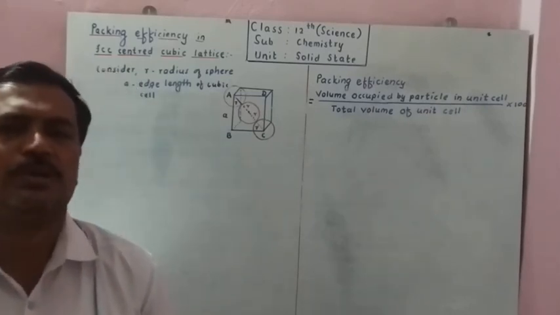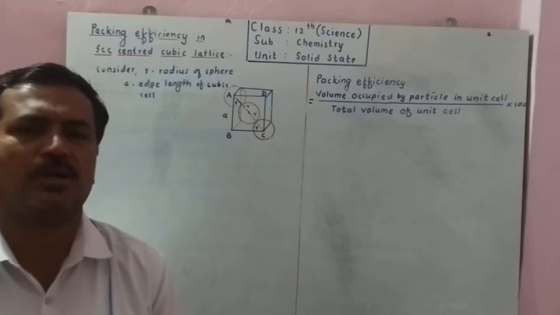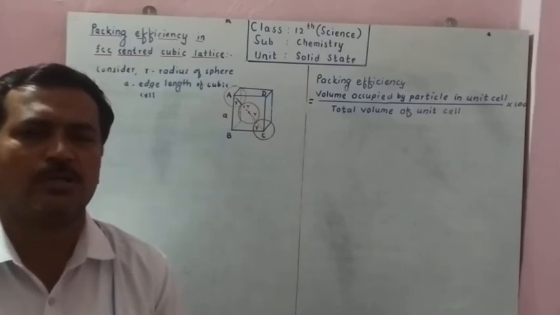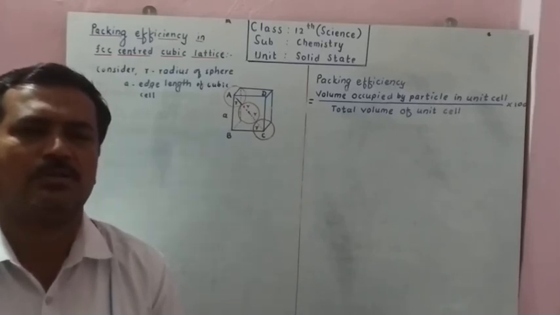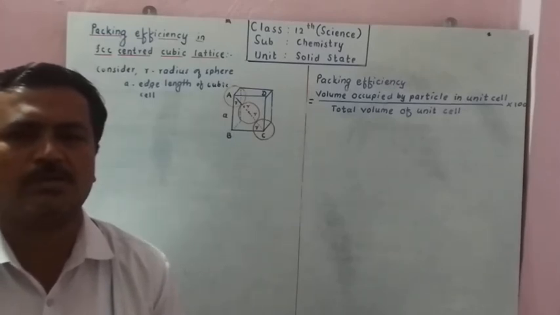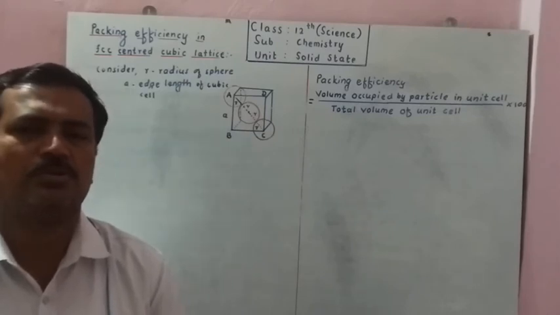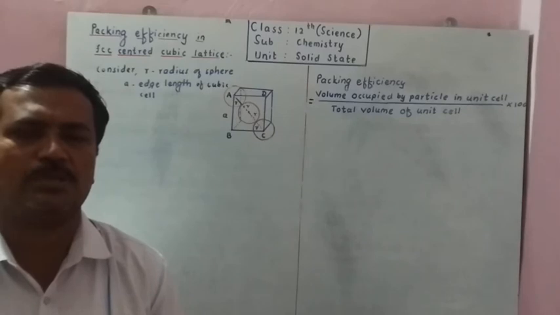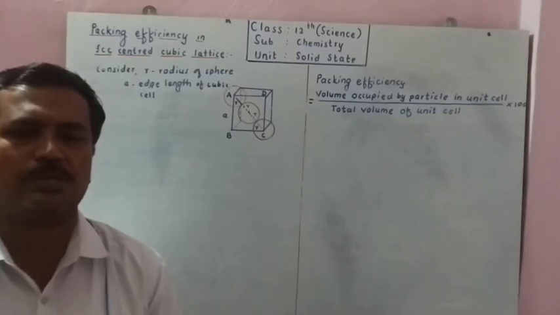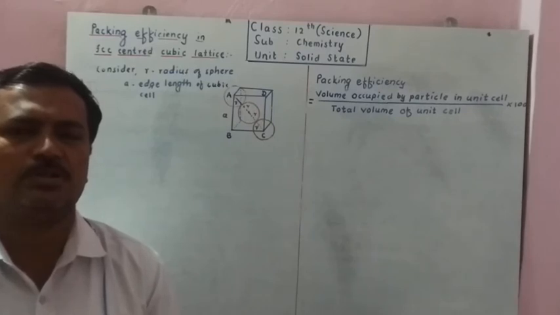In a face-centered cubic lattice, there are four particles present in the unit cell. One particle is present at the eight corners of the unit cell and three particles are present at the centers of the faces of the cubic unit cell. Each face acquires half a particle.